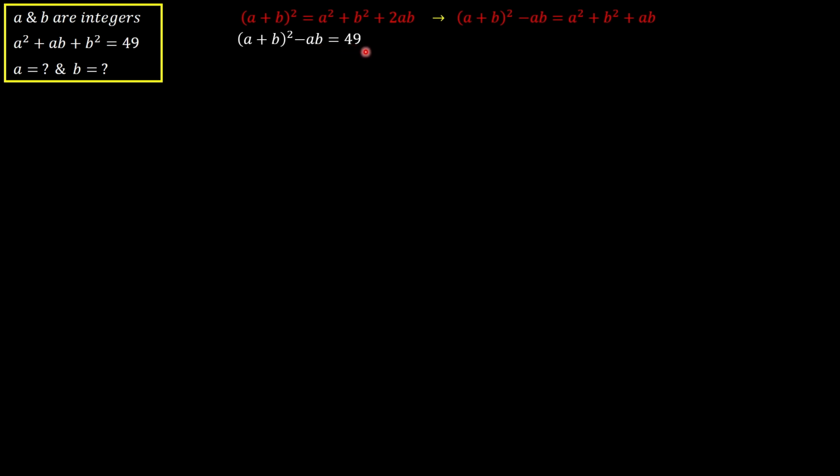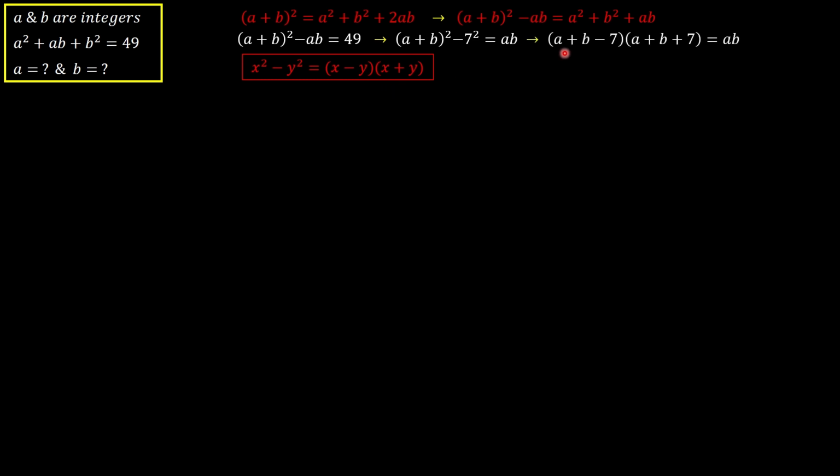Then let's move 49 to the left side and minus ab to the right side. Then we will get (a plus b) squared minus 7 squared, which is 49, equals ab. Now let's use this formula: x squared minus y squared equals (x minus y) multiplied by (x plus y). So in our case, x is a plus b and y is 7. Then if we use this formula, we will get (a plus b minus 7) multiplied by (a plus b plus 7), and everything equals ab.